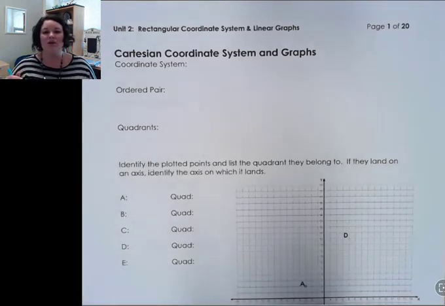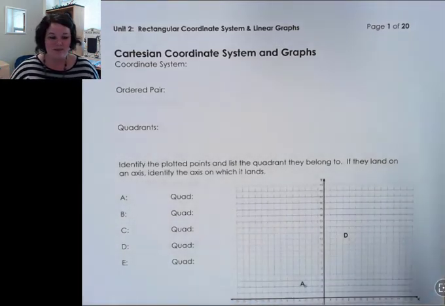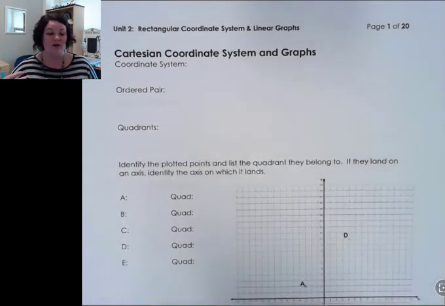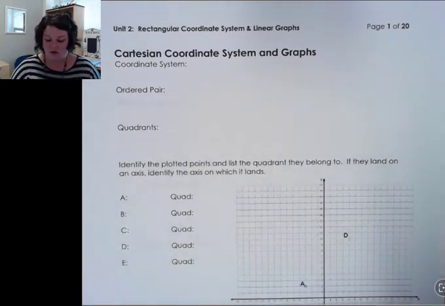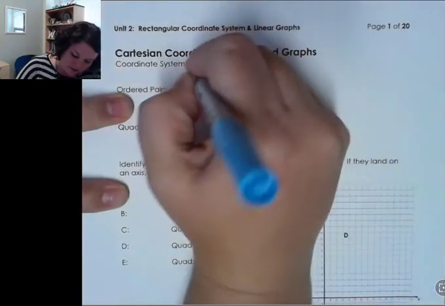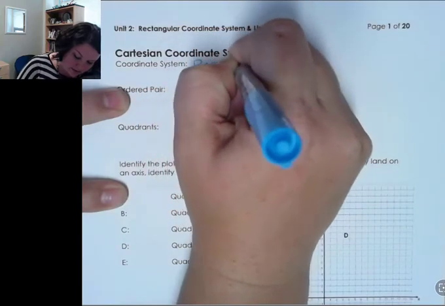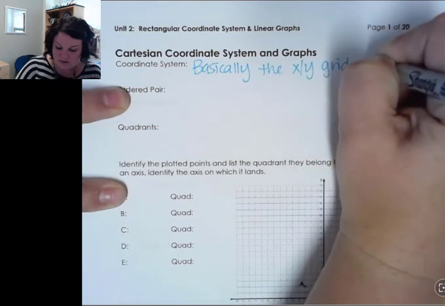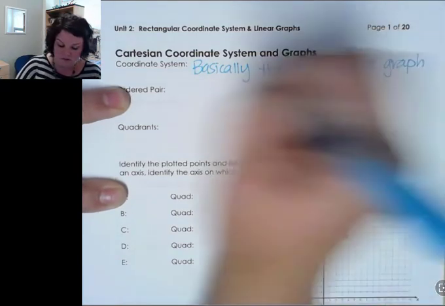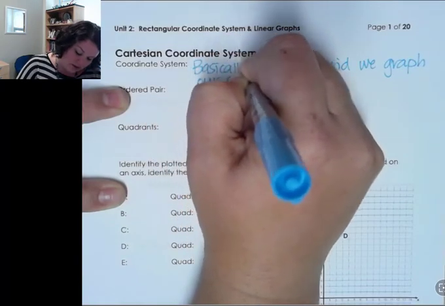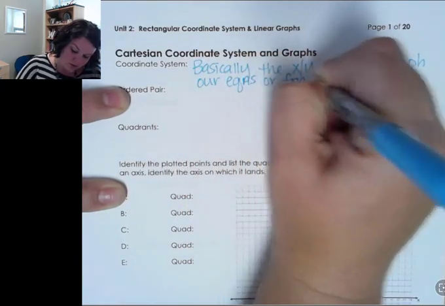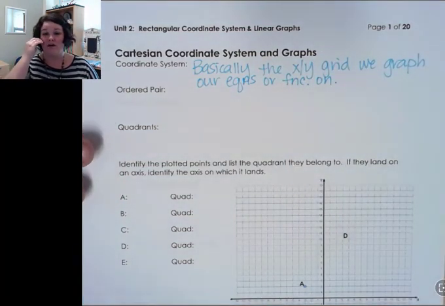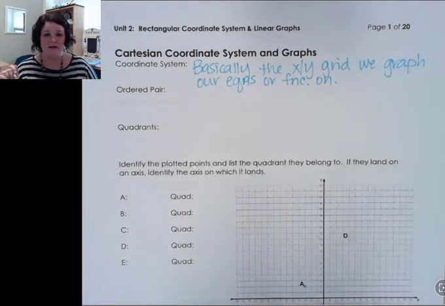Okay. First of all, whenever you see coordinate system, you should basically be thinking of the XY grid that we use whenever we graph our functions or our relationships. So I'm just going to say basically the XY grid we graph our equations or functions on, okay?